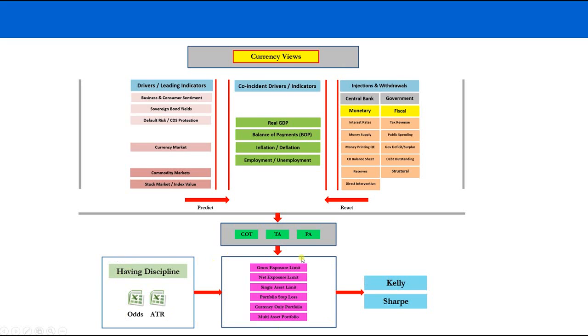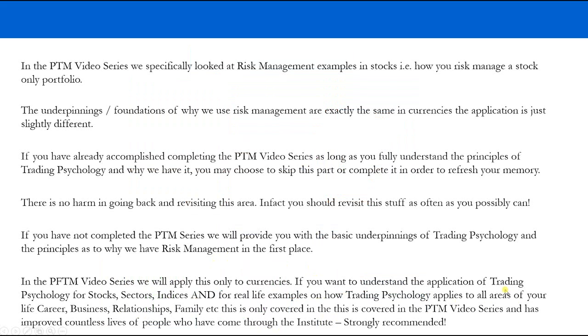So in the overall process, this is where risk management or having discipline fits in. It comes in when we actually have deployed capital and we have real live positions. Now, in the PTM video series, we specifically looked at risk management examples in stocks, so how you manage the risk of a stock-only portfolio. And the underpinnings or foundations of why we use risk management are exactly the same in currencies. However, the application is just slightly different.